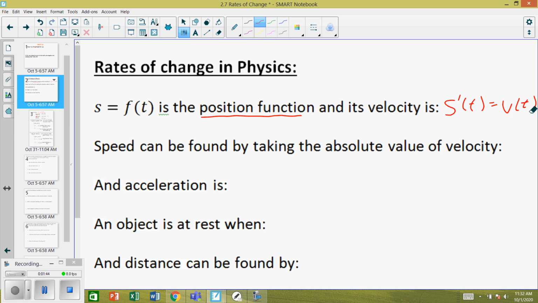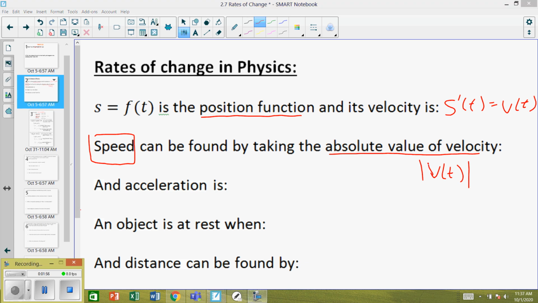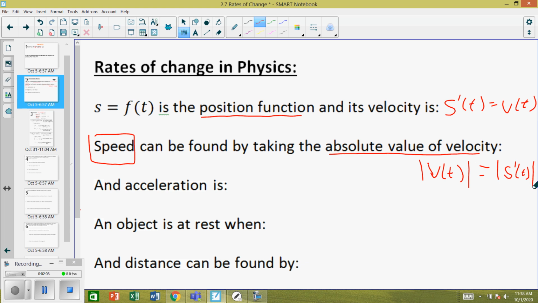One thing I've held off on a little bit is speed. Speed can be found by taking the absolute value of velocity. So this is nothing more than the absolute value of v of t, which is equal to the absolute value of s prime of t. It's the same as finding the velocity, but if it's negative, you just take the absolute value of it. It's really the same thing. It's just that speed doesn't have a direction associated with it.